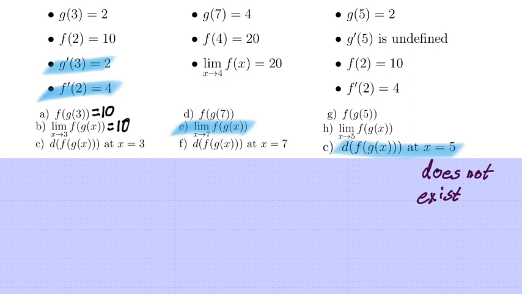And then, of course, the answer to C is going to be 8. This one we have no way of knowing. And this one we know doesn't exist. Could you go over number 4?